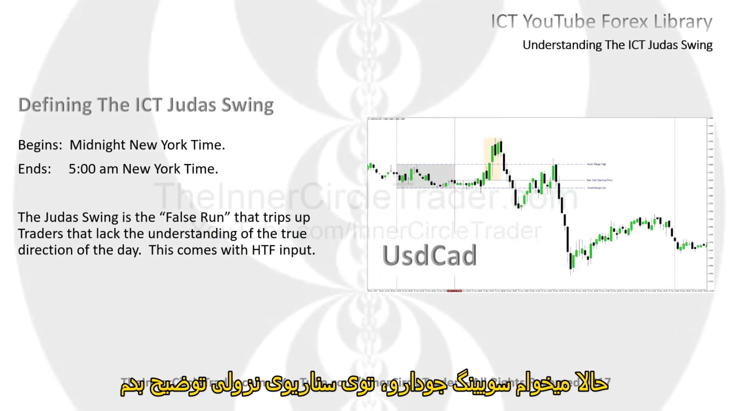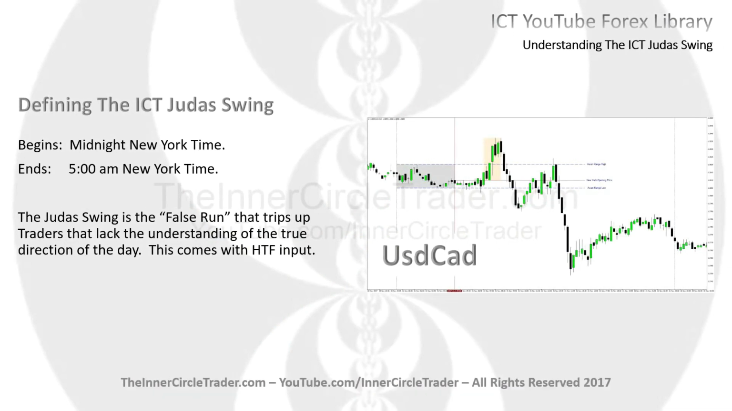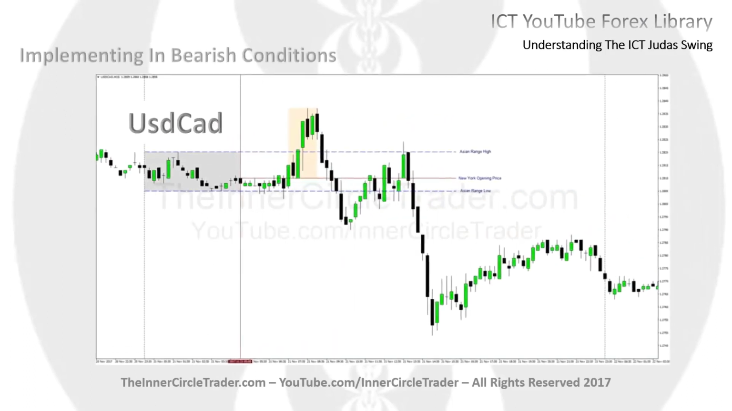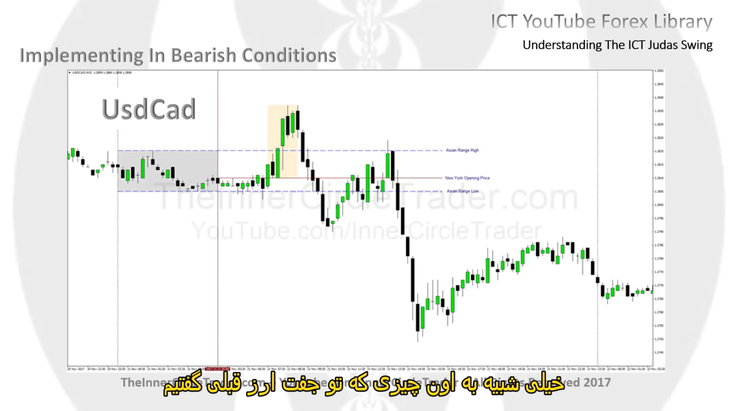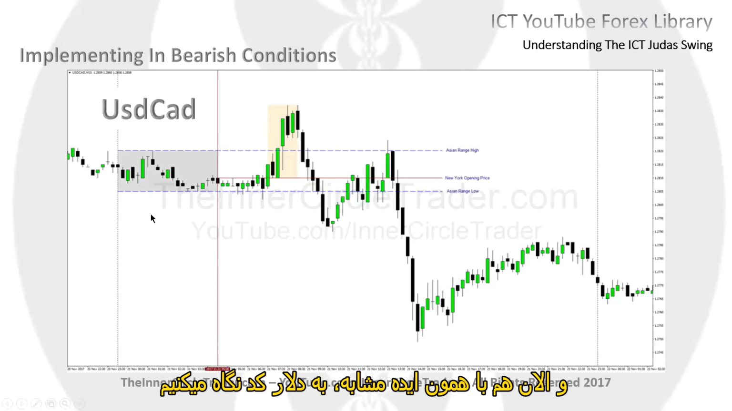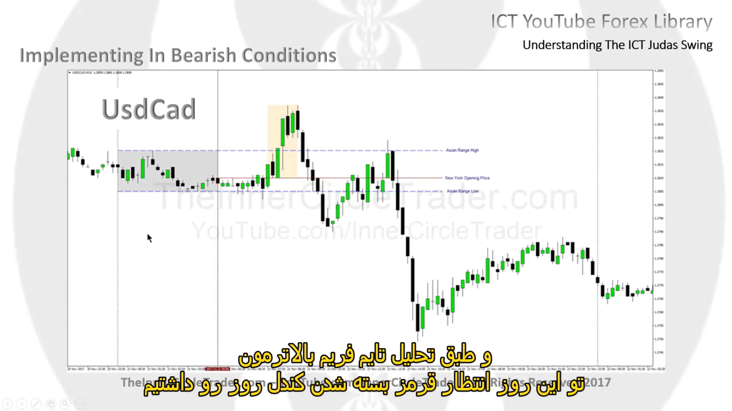Okay, now we're going to define the ICT Judas swing for a bearish scenario. So we're looking at the dollar CAD here. Very similar to what we just mentioned on the previous pair, the euro dollar. The idea going into this day was higher time frame bearishness, so we anticipate a lower close based on what we would anticipate from either a higher time frame daily or weekly.